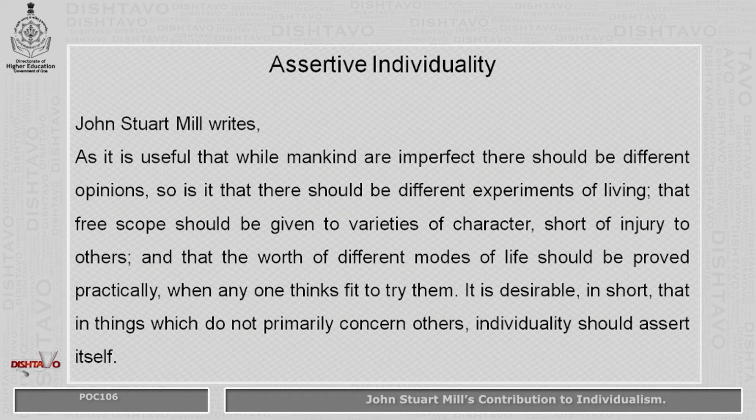So here, in this quote, in this para, Mill is trying to tell us the origin of individuality. Where should individuality assert itself or start, or from where should it spring up? So he says it is desirable that in things which do not primarily concern others, individuality should assert itself.